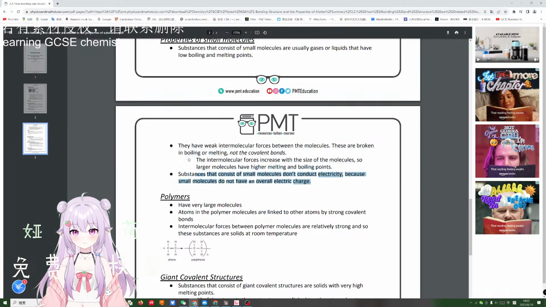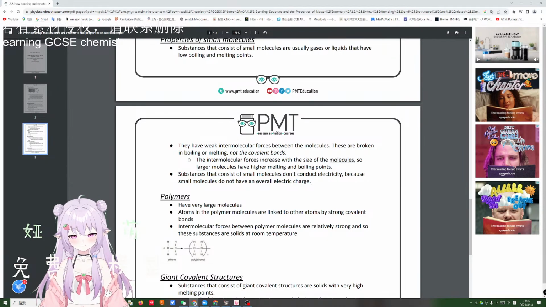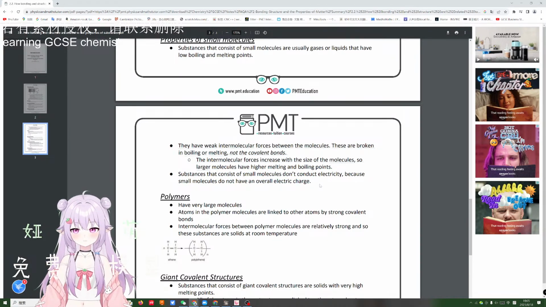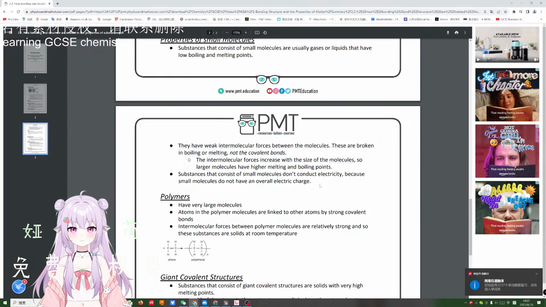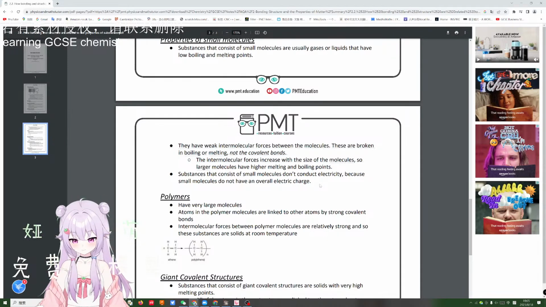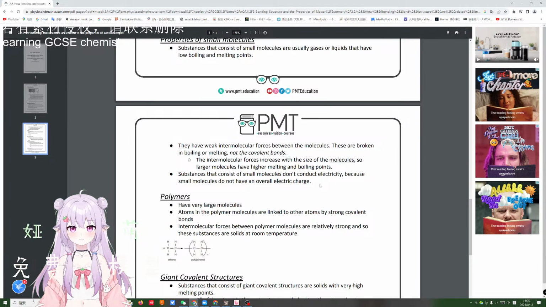They don't conduct electricity as they do not have an overall electric charge, or they have an overall electric charge of 0.